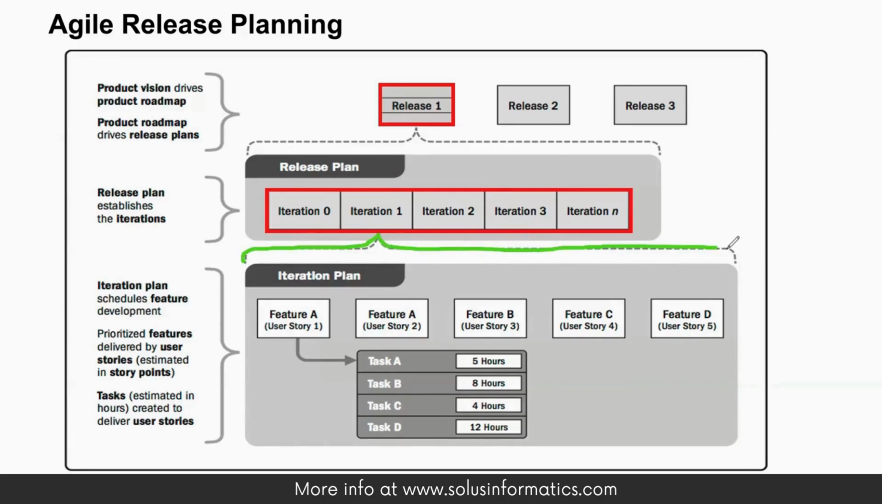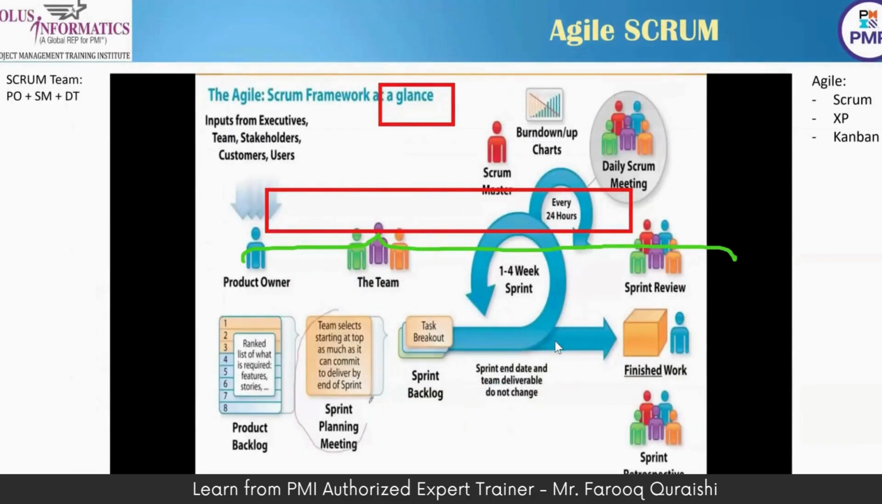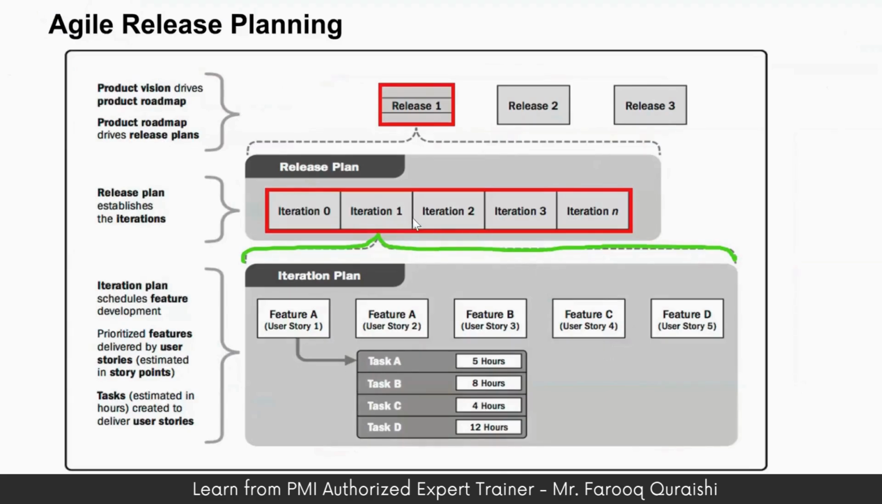If you look here, iteration one contains four features: A, B, C, D. Feature A comes out of two user stories, feature B comes out of user story 3, and feature C comes out of user stories 4 and 5. So how many iterations should there be per release? Should it be 10, 14, 2? When I say iteration or sprint, I mean a 4 week iteration or a 4 week sprint. That's what I'm talking about.